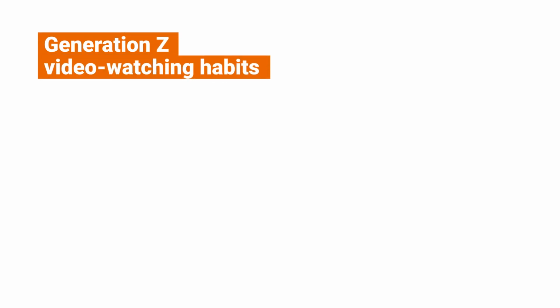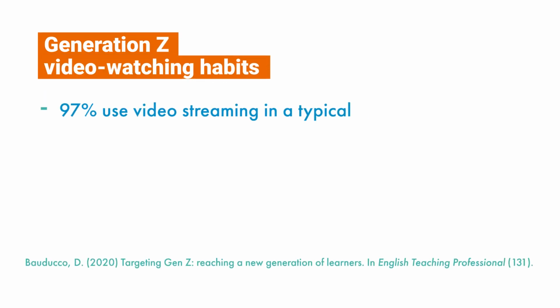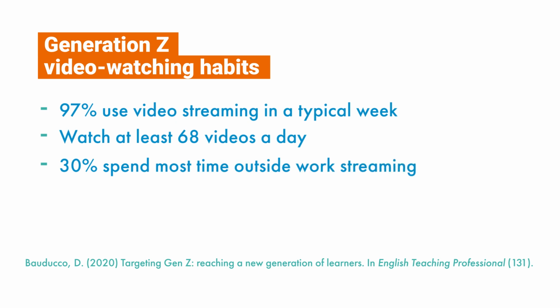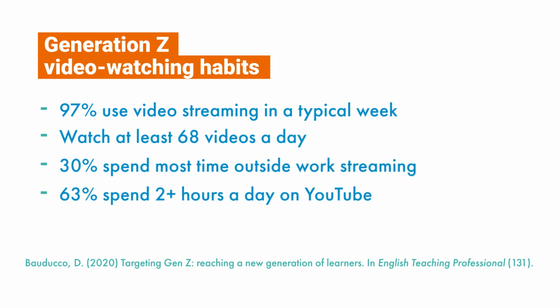According to her, 97% use video streaming in a typical week, and they watch at least 68 videos a day. 30% of Generation Z spend most time outside work watching streamed content. 63% spend 2 or more hours a day on YouTube, and 59% prefer YouTube to textbooks. Clearly, videos are not just an important resource, but the language that our students speak.